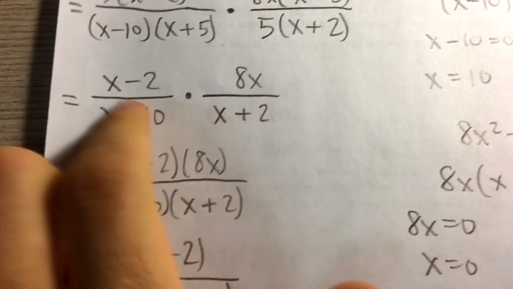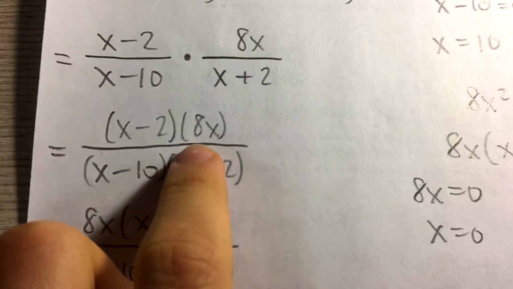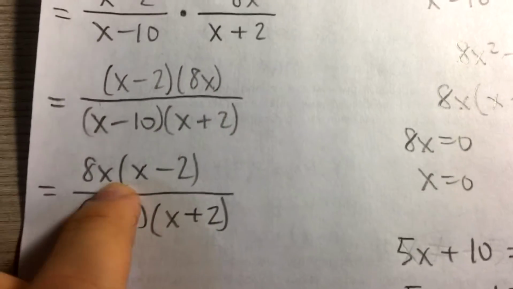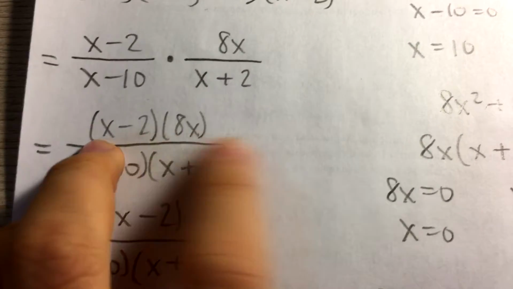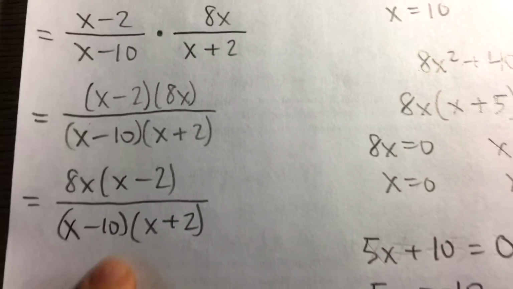So what we're going to do is multiply across the numerator and the denominator like this. And typically it's written with 8x as a coefficient like this because we don't need brackets around the 8x. I just showed you how we're multiplying it like this. We're multiplying x minus 2 times 8x. And so this will be your final answer.